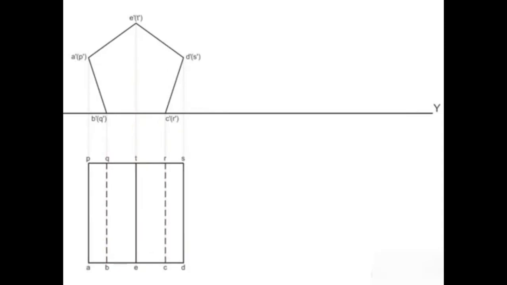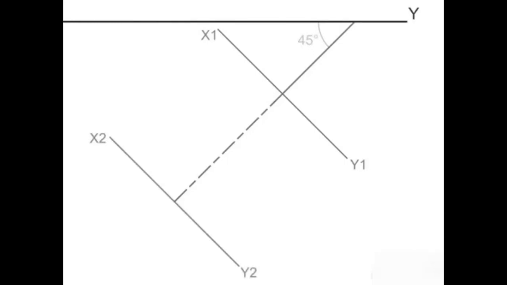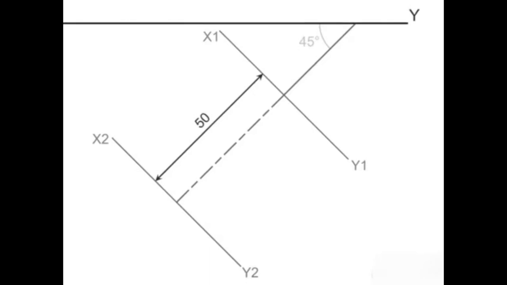First, let's draw the axis line at 45 degrees to XY and adjacent to the existing top view. The axis length is 50 mm. Then draw a perpendicular line x1y1 passing through this axis. Next, we shall draw a line x2y2 parallel to x1y1 at a distance of 50 mm.